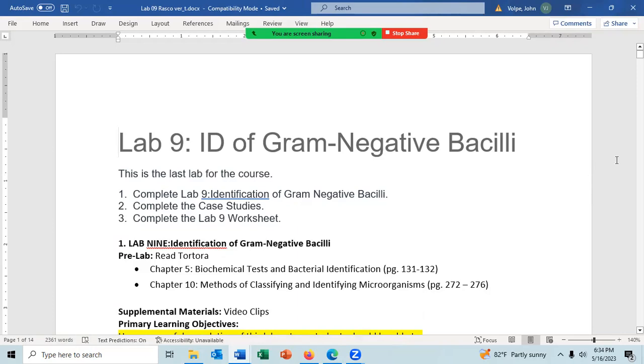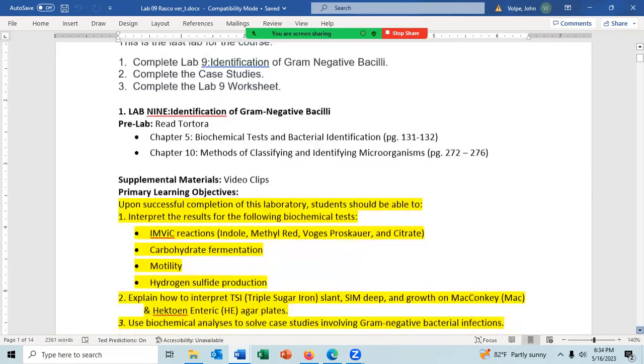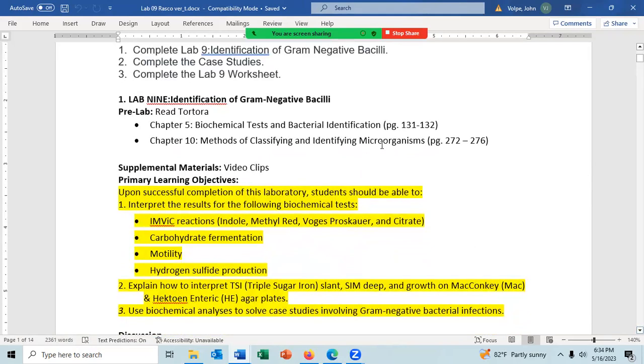You're going to be working on this lab. You're going to complete some case studies and obviously complete the Lab 9 worksheet. There is some reading to do, not too bad. A little bit of chapter 5, actually only one page, and then a little bit of chapter 10, the methods for classifying and identifying microorganisms, pages 272 to 276. You're going to be looking at some video clips in today's lab.